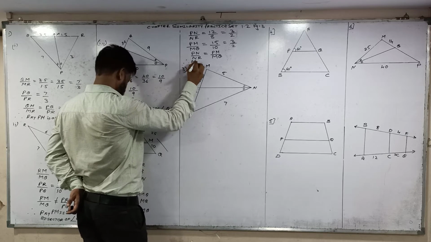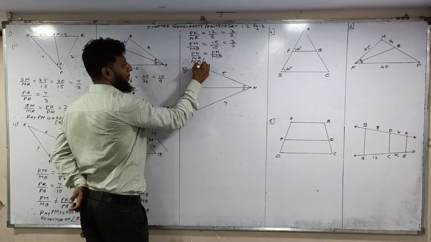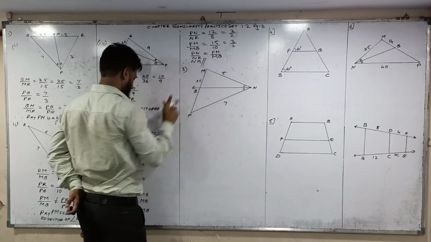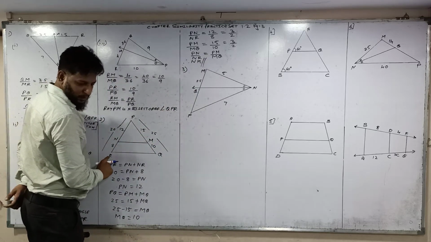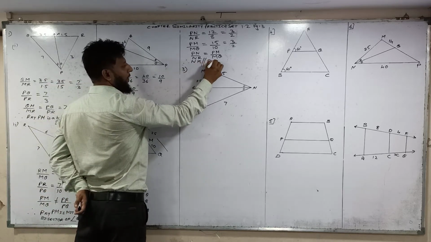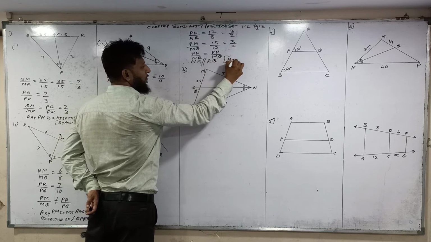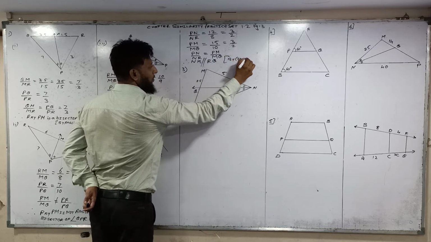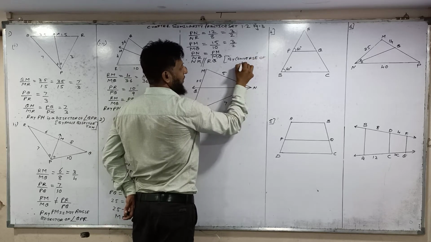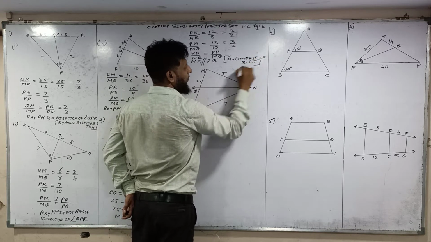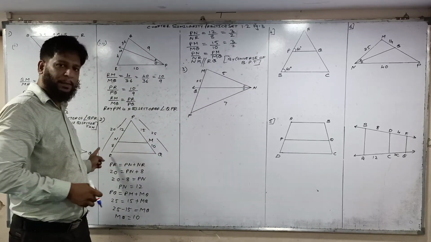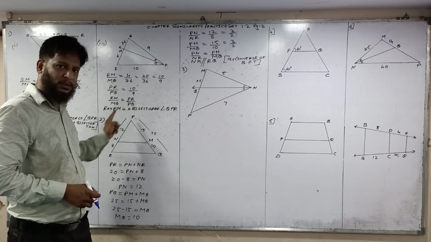NM parallel to RQ, by converse of basic proportionality theorem. In basic proportionality theorem, when these lines are parallel to this line, then the proportions are equal.